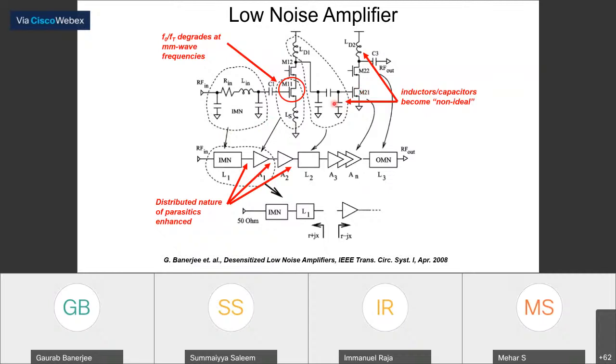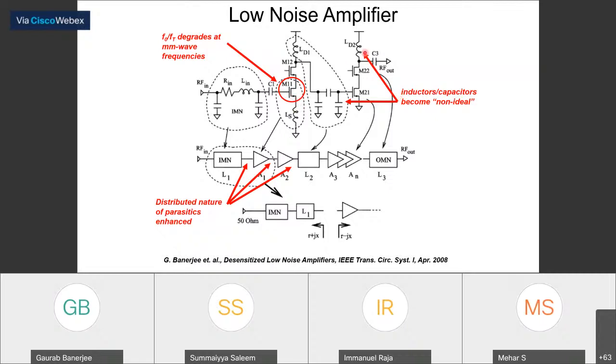When you move to millimeter wave frequencies, you'll find at least these three things will happen. One, the F0 over FT will degrade. Typically the frequency of operation F0 is kept at a comfortable fraction of the FT. If you have a 100 gigahertz FT device, you want F0 to be about 10 gigahertz, so that this ratio is about 1/10. Unfortunately, this ratio becomes 1/5 or 1/3 as you move to millimeter wave frequencies, because you cannot push the FT as high. So as a circuit designer, your challenge now is, how do you deal with that situation?